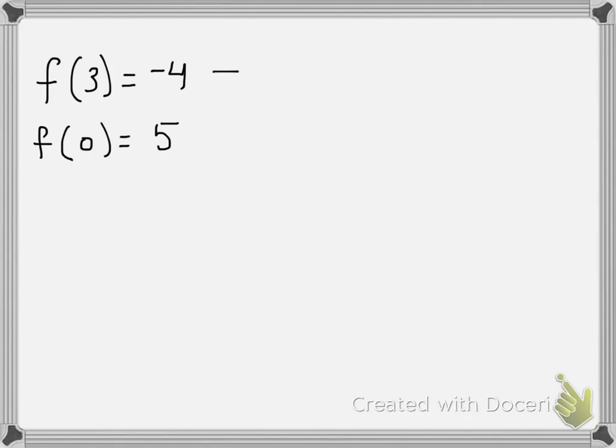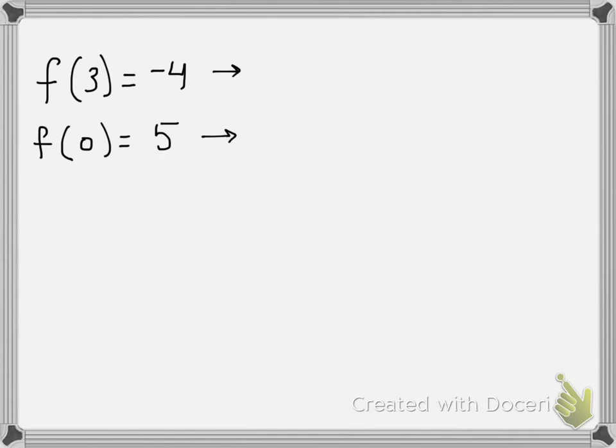Let's jump ahead and look at one more example. In this case, we're going to start off a little bit differently. We're going to start off with some function notation statements. So let's just pick some numbers here. Let's do f of 3 equals -4 and f of 0 equals 5. I just made those up. This is basically the same problem that we just got done doing. The only difference is we're given function notation this time instead of actual ordered pairs.